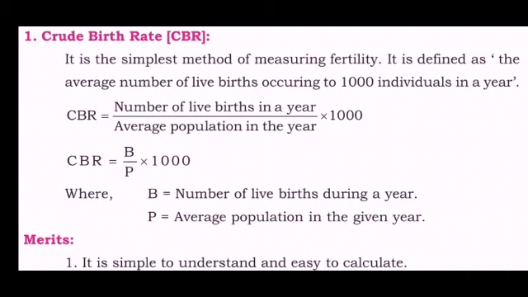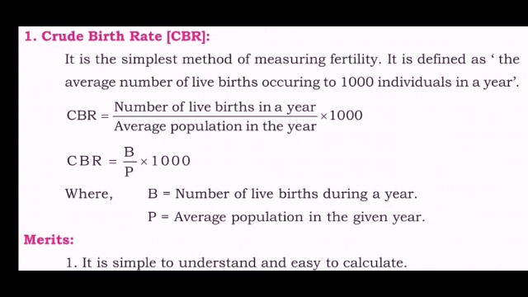So it considers both male and female of all age groups. And it is defined as the average number of live births occurring to 1000 individuals in a year. So here, per 1000 individuals. It may be male or female, both individuals we refer to here. And live births. Live births means the baby which took birth alive, and it survives or it may not survive. It may die after taking birth also, but when it is born alive, it is considered a live birth.